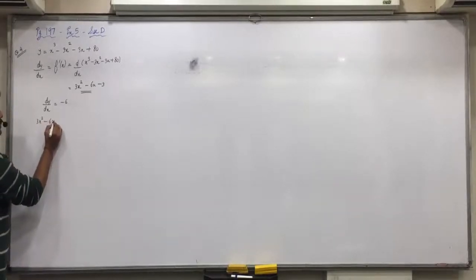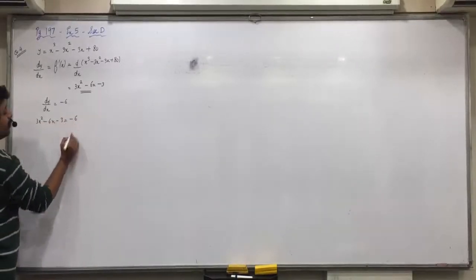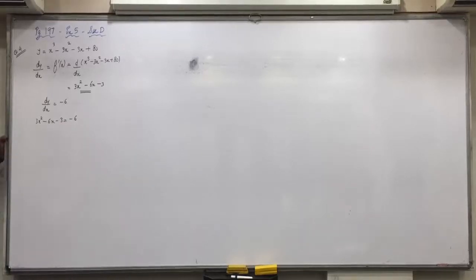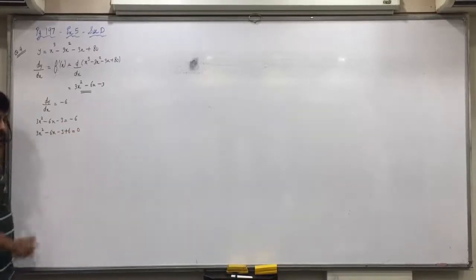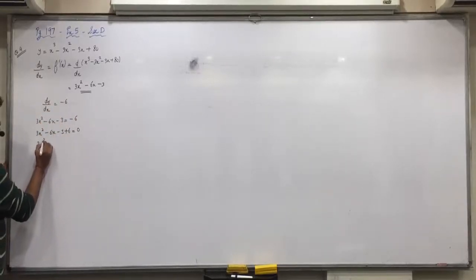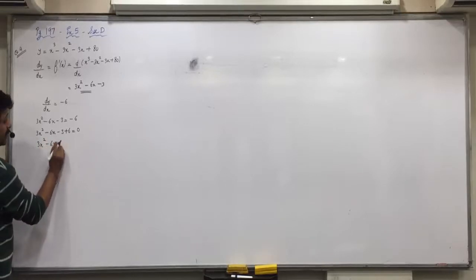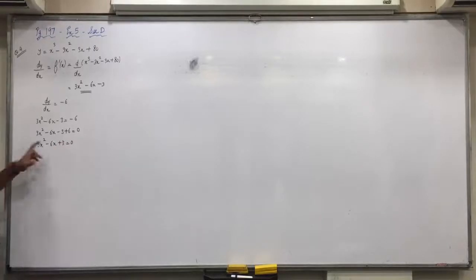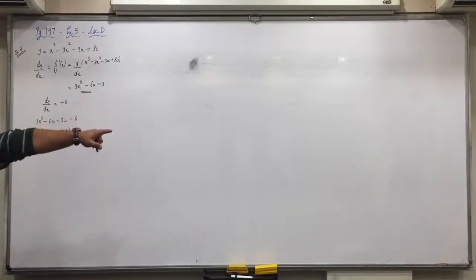3x square minus 6x minus 3 equals minus 6. Brunda, next step. Yes, did everyone understand this? 3x square minus 6x minus 3 minus 6 on the left side becomes plus. 3x square minus 6x minus 3 plus 6 is plus 3. Minus 3 plus 6 is plus 3. Is it exactly the same as the last one or not?